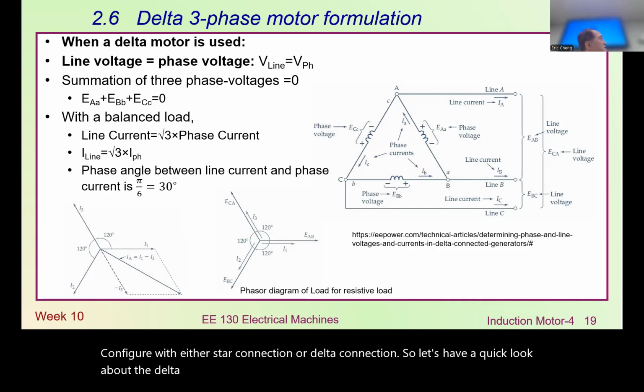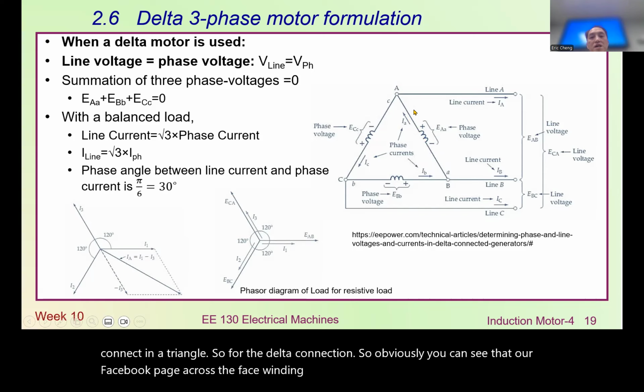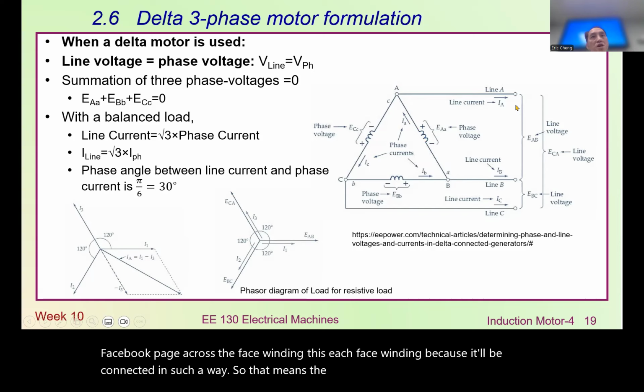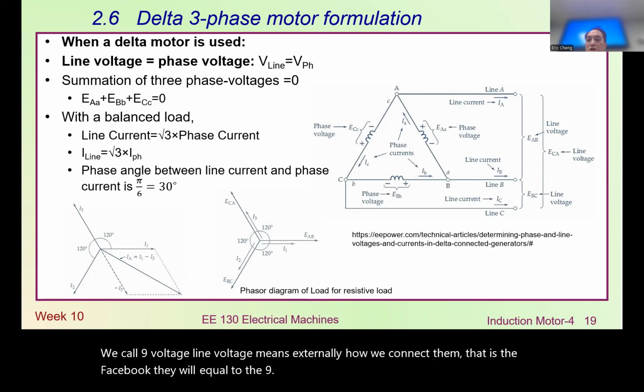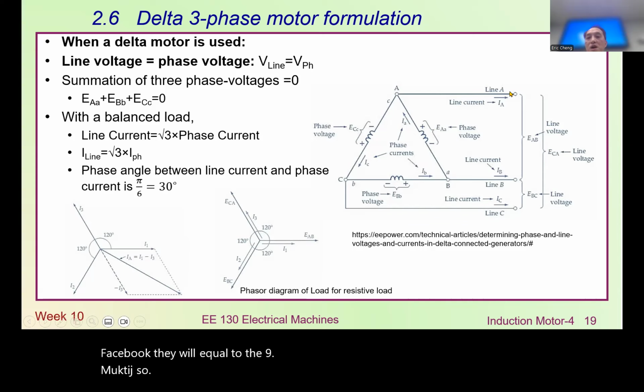You can see here we have three windings. We can connect them in a triangle, the so-called delta connection. Obviously, the phase voltage across each phase winding is connected in such a way that it equals the input three-phase line voltage. Line voltage means how we connect them externally, so the phase voltage equals the line voltage.